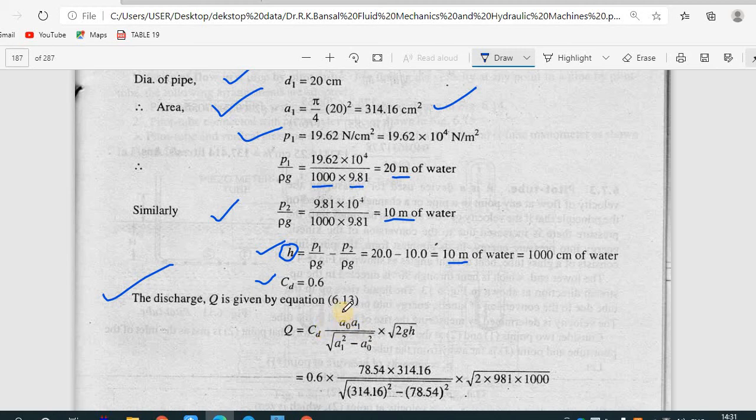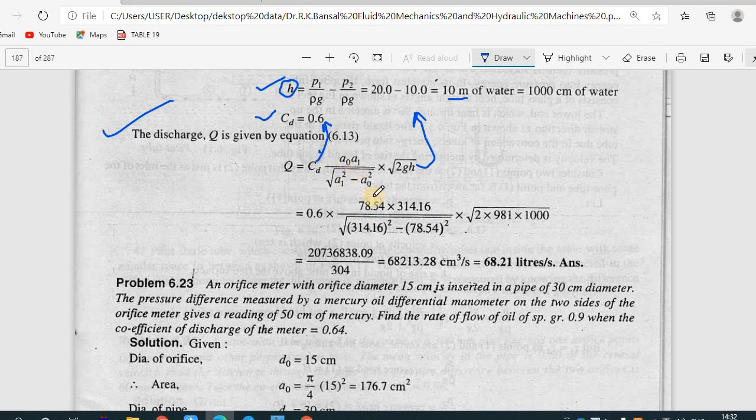Okay, so first, CD is the coefficient of discharge for the orifice meter, which is 0.6. AO is the area of your orifice. A1 is the area of your pipe, and the H value we have evaluated. The H value is coming out to be 10 meter. Okay, so we'll put all these values.